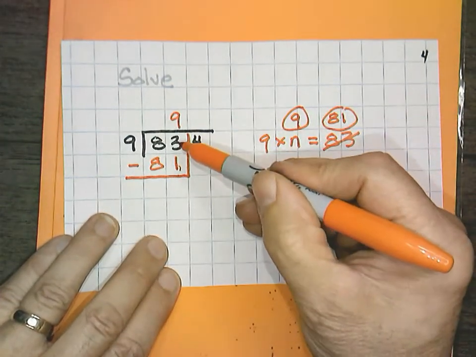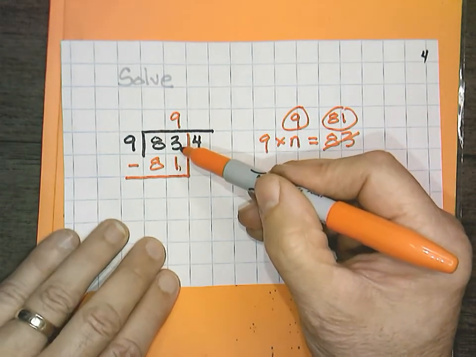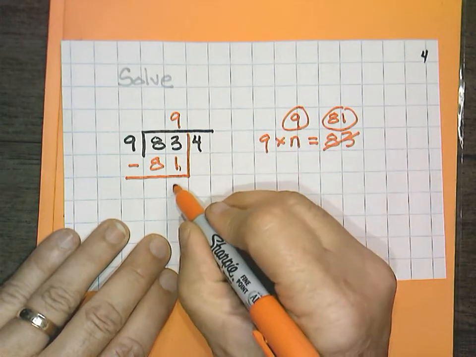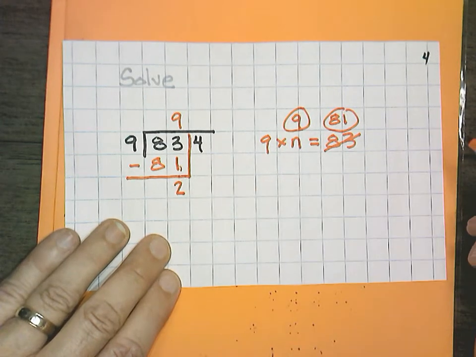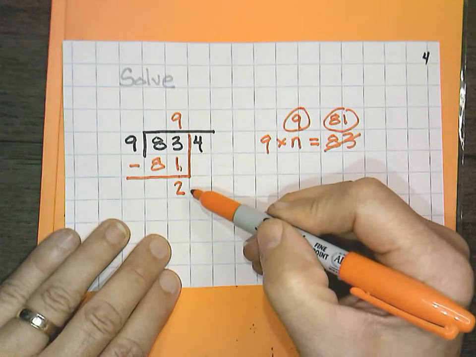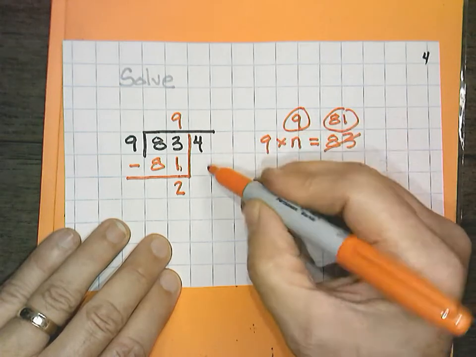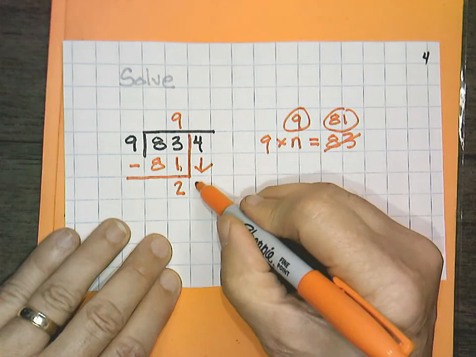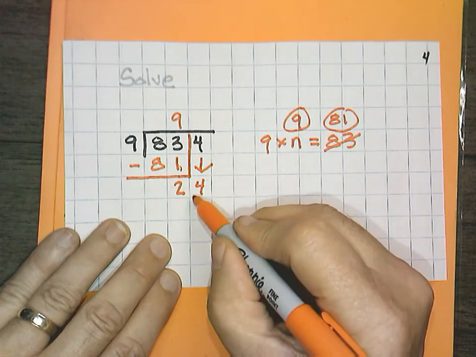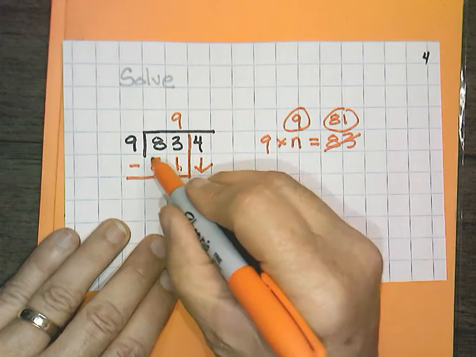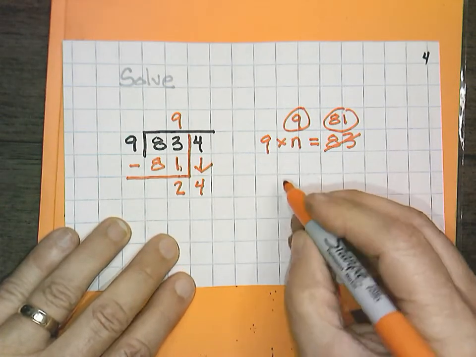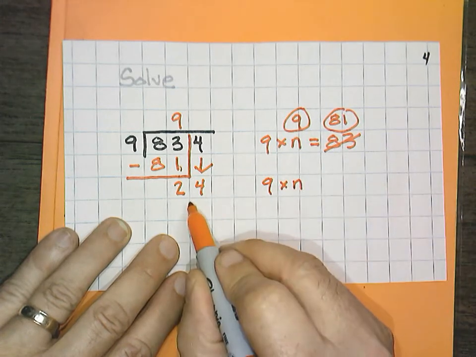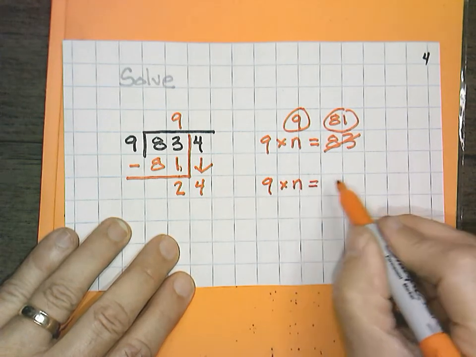Are these numbers the same, 83 and 81? No, they're different, so we have to subtract to find out how much different. 3 minus 1 is 2. Are we done? No, we still have this 4. So we're going to bring that down. And now what I have left over is 24 divided by 9. And I can use my multiplication to solve that. 9 times n is equal to 24.